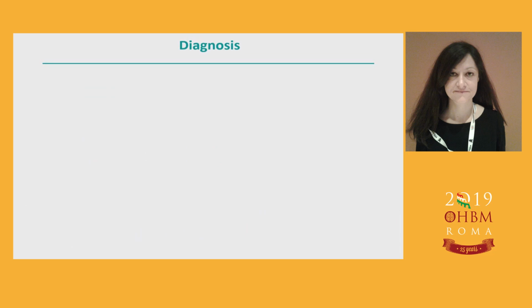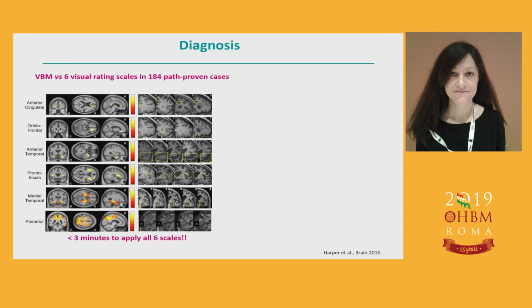So first of all, the first question is whether we can use these approaches to improve diagnosis. Here you can see an example of this issue. For instance, obtaining a nice 3D T1-weighted image from your patient, you can use both visual ratings but also VBM approaches to look at specific patterns of atrophy in specific regions. And in less than 10 minutes, you can apply 6 scales, which are very helpful for the clinician.